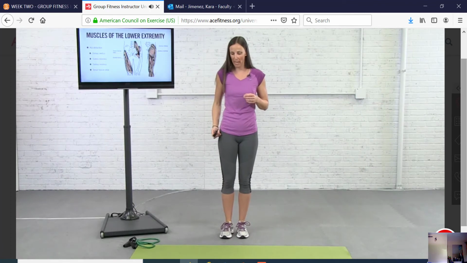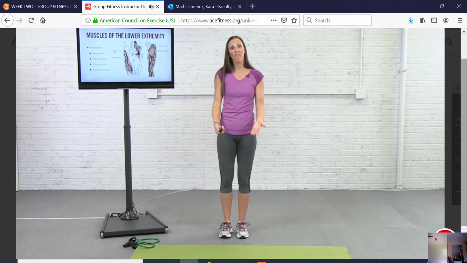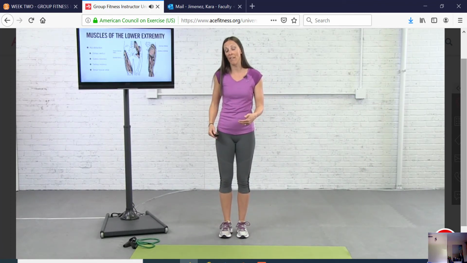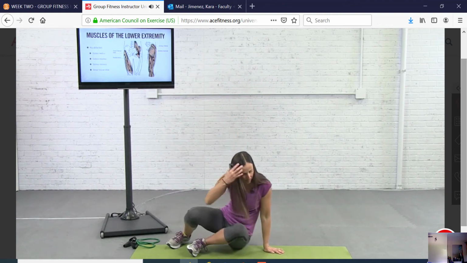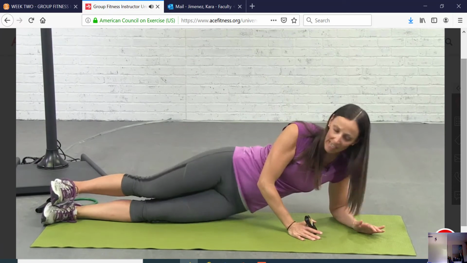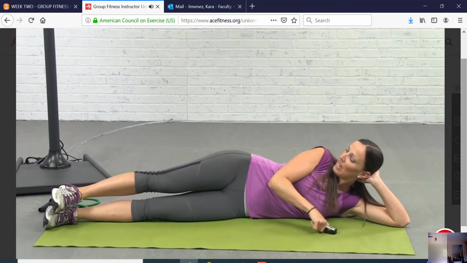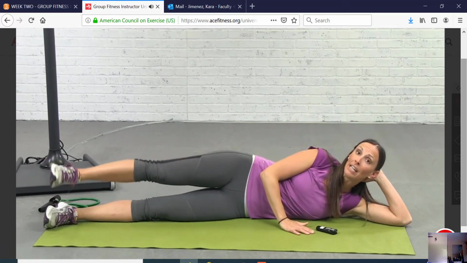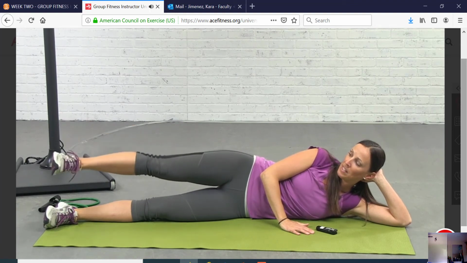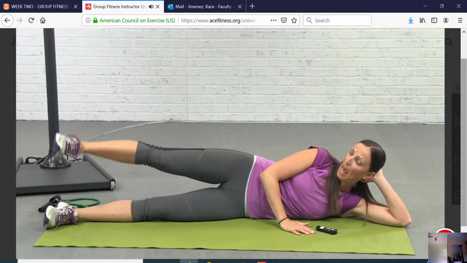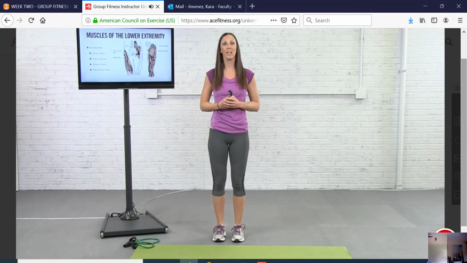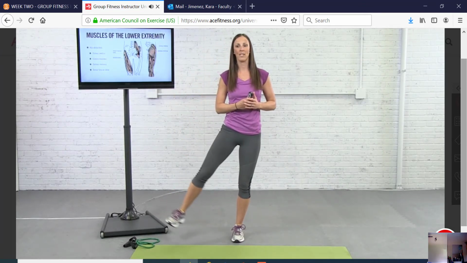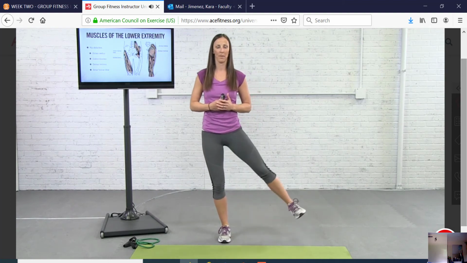Exercises that would work hip abduction oftentimes occur in the group fitness setting on the ground. So I'll come down to the floor. From a side-lying position, taking my top leg and lifting it up towards the ceiling is hip abduction. Again, with ankle cuffs on our ankles, we can abduct the hip.